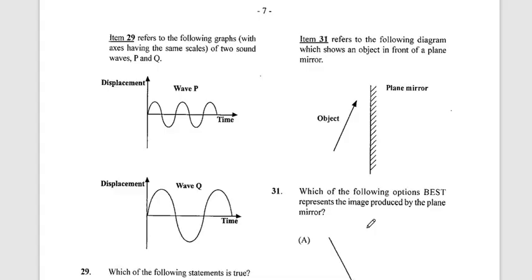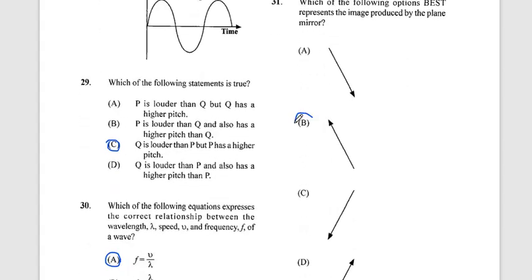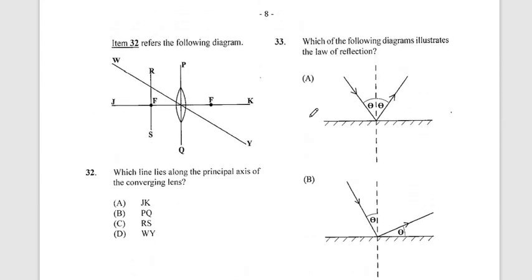Which of the following best represents the image produced by the plane mirror? B. 32. Which line lies along the principal axis of the converging lens? A. J, K. 33. Which of the following diagrams illustrates the law of reflection? A.